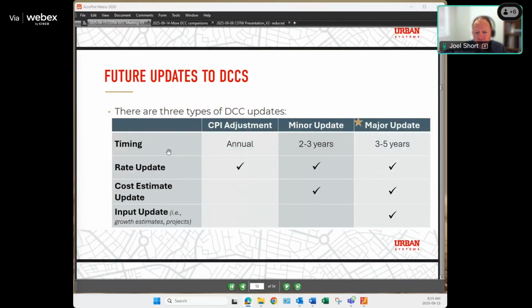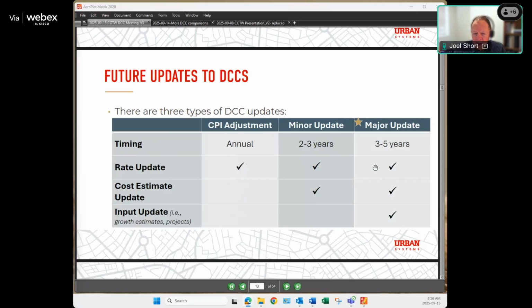And then in terms of future updates to the DCCs, there's three types of DCC updates. There's the consumer price index adjustment. You can do that annually, although you can only do it for 4 years after the DCC bylaw is adopted. And then there's a minor update every 2 or 3 years where you're updating the costs. And then there's a major update, which is usually done every 3 to 5 years.